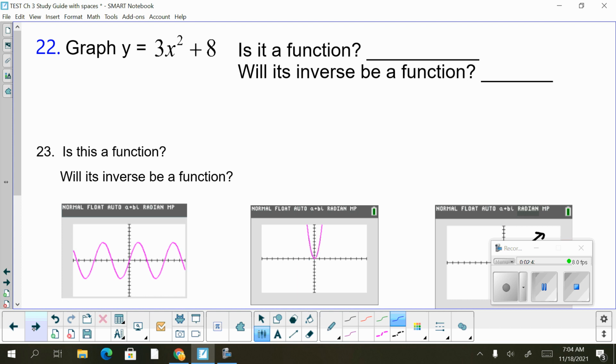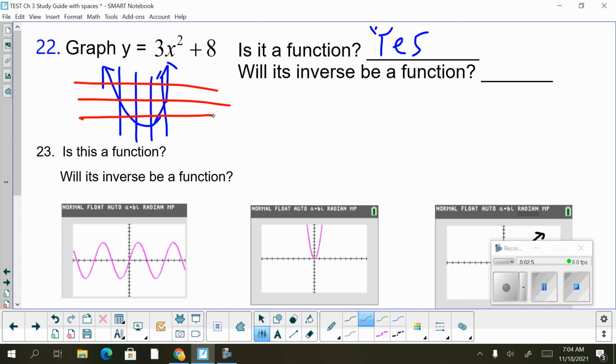When you graph number 22, you will see a parabola shape. So let's think about a parabola shape. A parabola shape will be a function because it will pass a vertical line test. Its inverse will not be a function because it would fail a horizontal line test. The way the test works is if you touch twice at any given point, you fail. So when I did my horizontal line test, I was touching twice and failing.